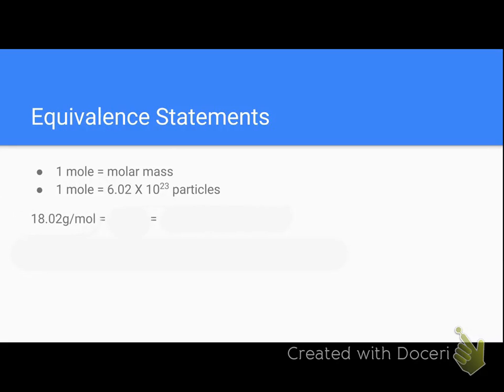So if I have 18.02 grams per mole of water, that's my molar mass. That equals 1 mole, which equals 6.02 times 10 to the 23rd particles of water.